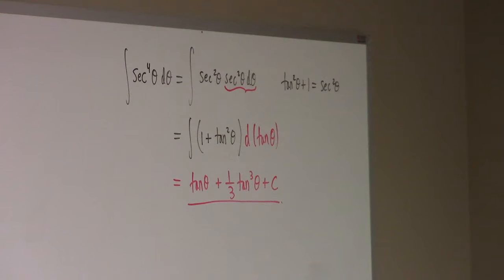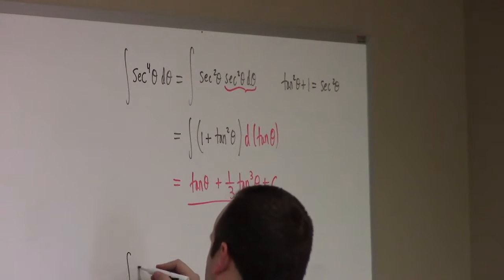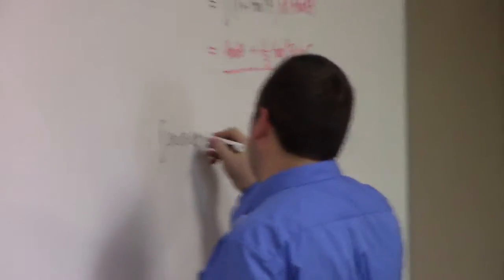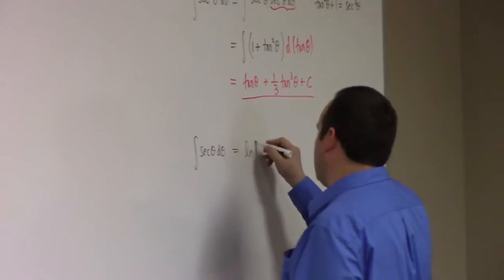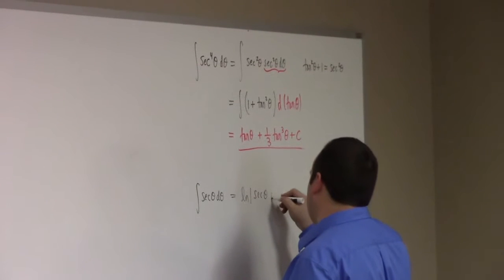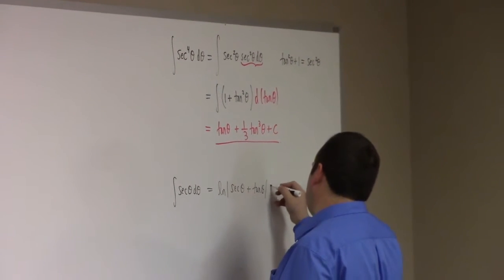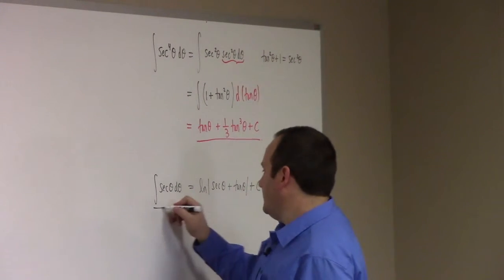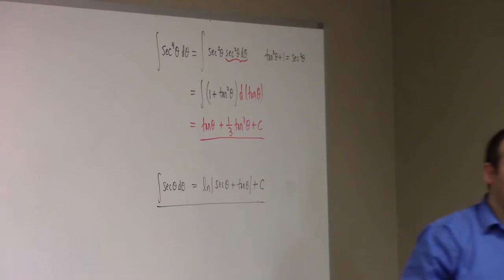Odd powers, on the other hand, are kind of a drag. I encouraged you last time we should just memorize this formula, basically. The integral of secant theta d theta is the natural log of the absolute value of secant theta plus tangent theta plus a constant. And we derived that last class. It's worth memorizing.